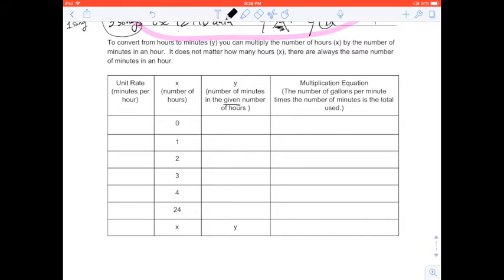So I'd like you to complete as much of this as you can, and you can always fast forward after you pause to see if you're right.